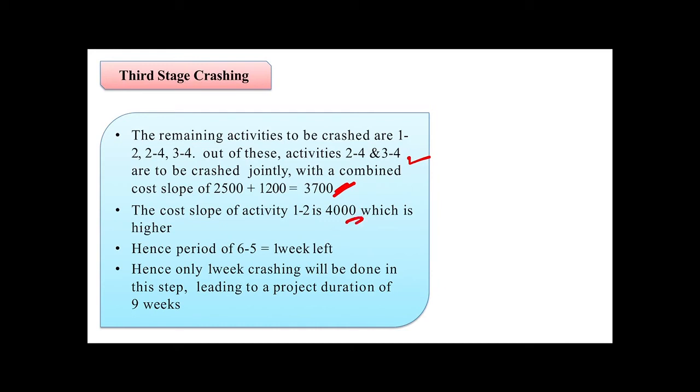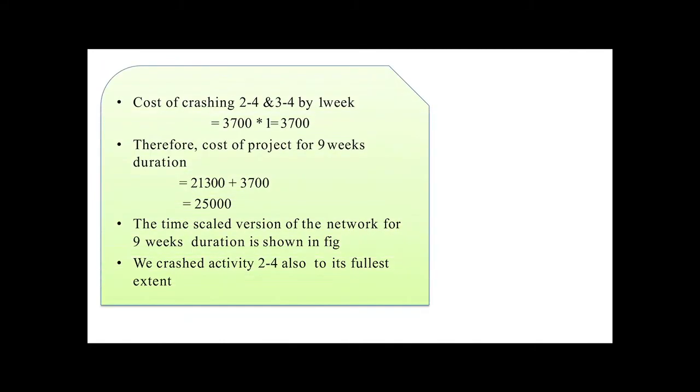And the cost slope of the first two is 4000. So we'll go for 6/5, that is 1 week left only, hence only 1 week of crashing will be done in this step and the project duration will be 9 weeks. So either the first option or second option we can take. Let us go for crashing of 2-4 and 3-4 because they have the least cost slope.